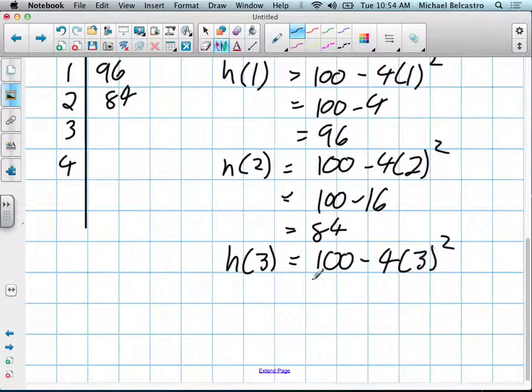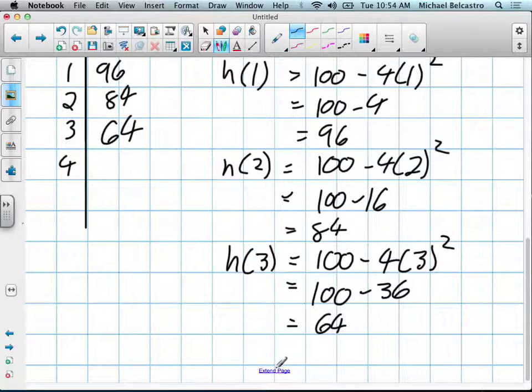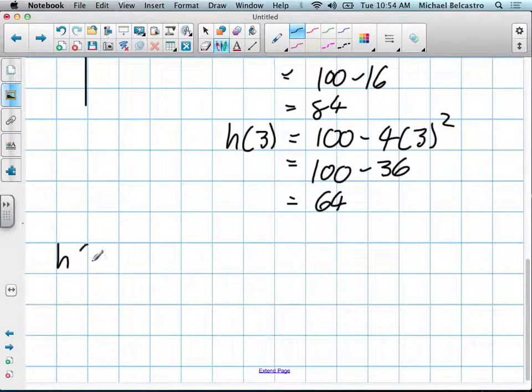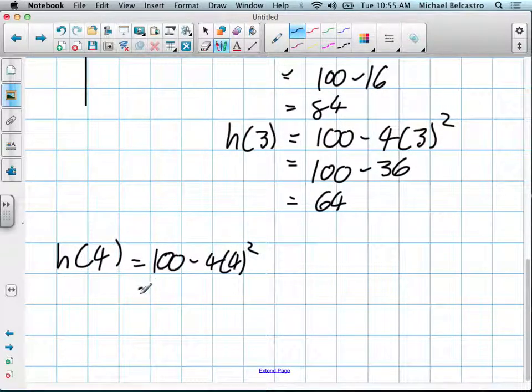3 squared is 9 times 4 is 36. So 100 minus 36 is going to give us 64. Is that right? I think that's right. Height at 4. 100 minus 4 times 4 squared. That's 16 times 4, which is, I think, 64. Yep.